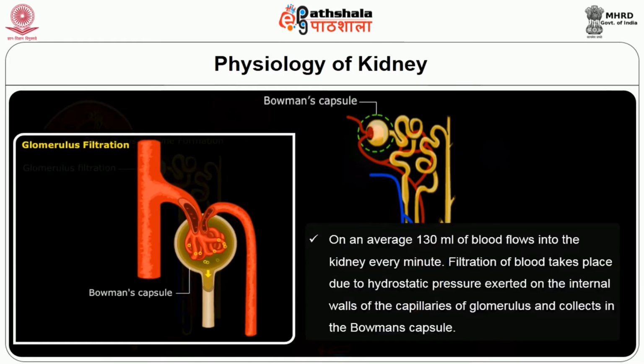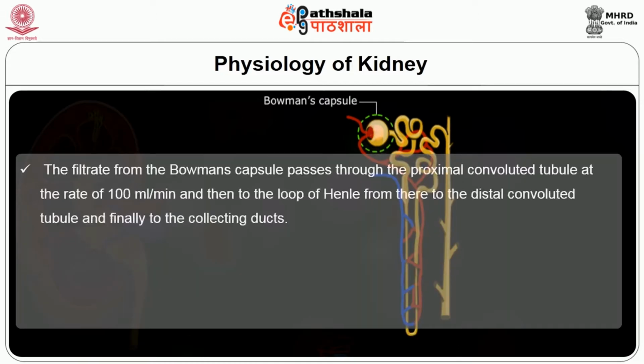On an average, 130 ml of blood flows into the kidney every minute. Filtration of blood takes place due to the hydrostatic pressure exerted on the internal walls of the capillaries of glomerulus and is collected in the Bowman's capsule. The filtrate from the Bowman's capsule passes through the proximal convoluted tubule at the rate of 100 ml per minute and then to the loop of Henle, from there to the distal convoluted tubule, and finally to the collecting duct.